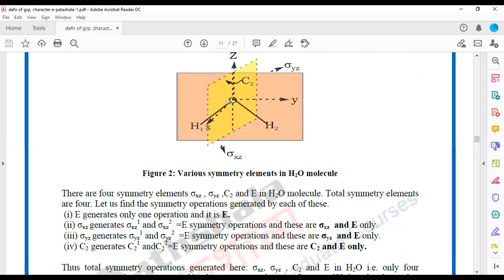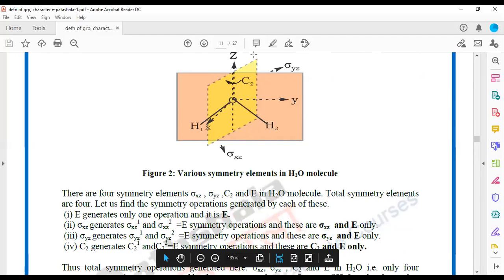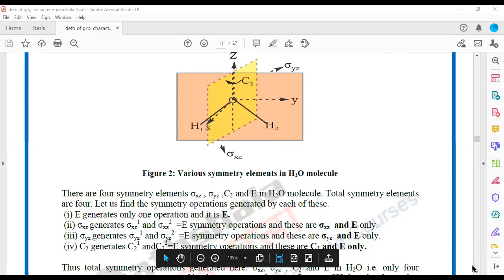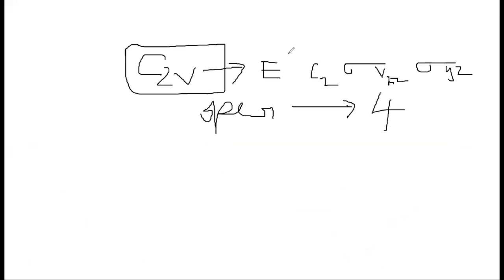Now I'll just take the whiteboard. So if I take the water molecule, so if this is the water molecule, we have H1.